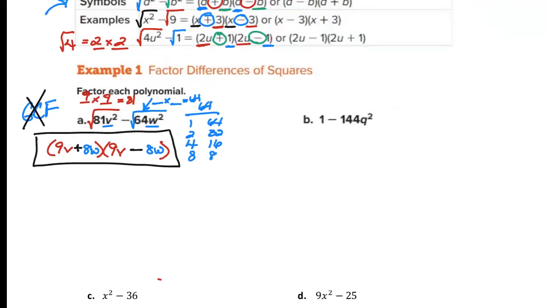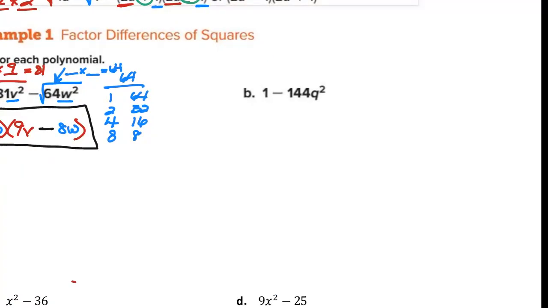All right, let's take a look at B. 1 minus 144q squared. First of all, check for a greatest common factor. Your smallest coefficient is 1. Does 1 go into 144? Yeah, but that's not going to be helpful. If I factor out a 1, I still get the same thing. There is no variable, so that means I don't have a greatest common factor.